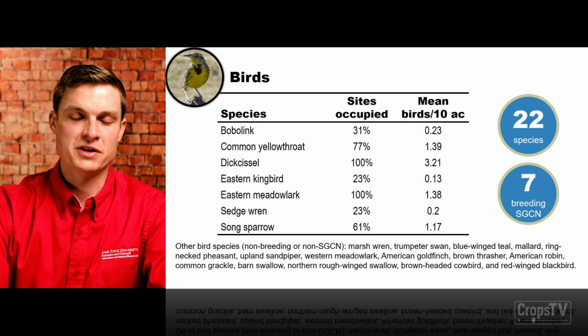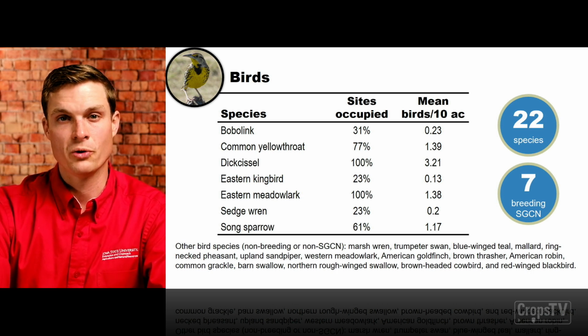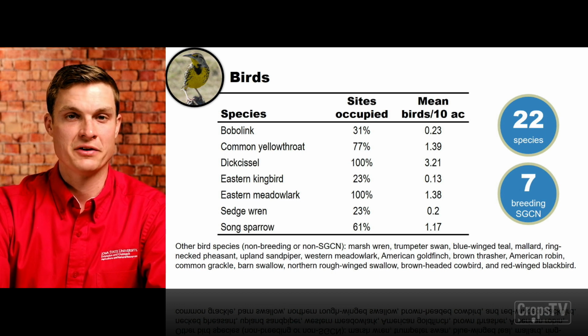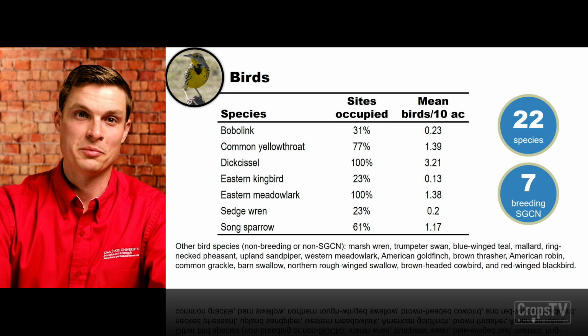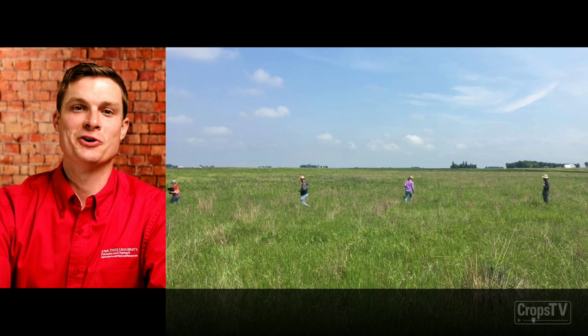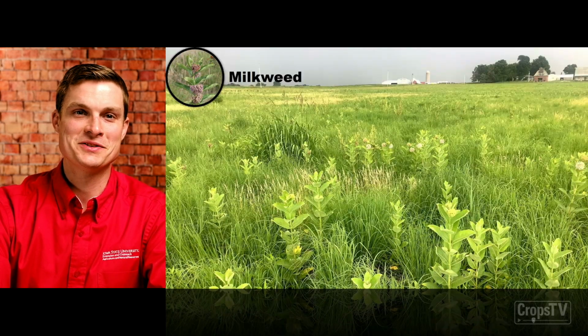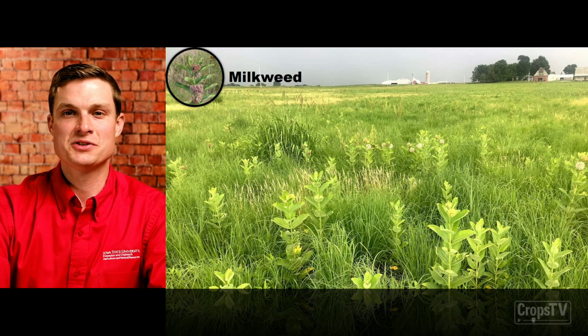We also found a bunch of other species that aren't those species of greatest conservation need. And in total, 22 different species of birds found in these areas of crop fields that were once just not profitable and today are growing birds. We also sent that crew of interns out to search for milkweeds, monarchs, and flowering plants for resources for the monarch. And so here's some of that data.